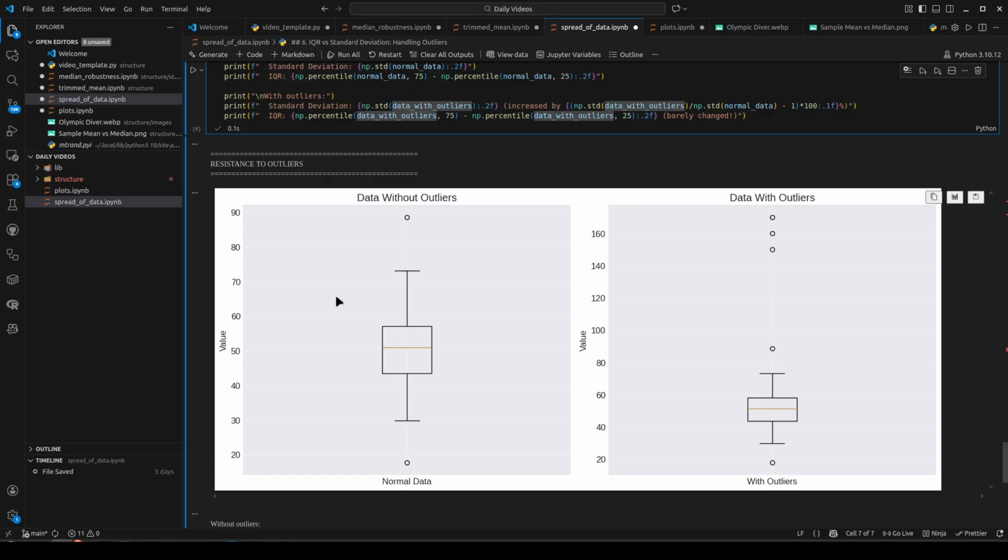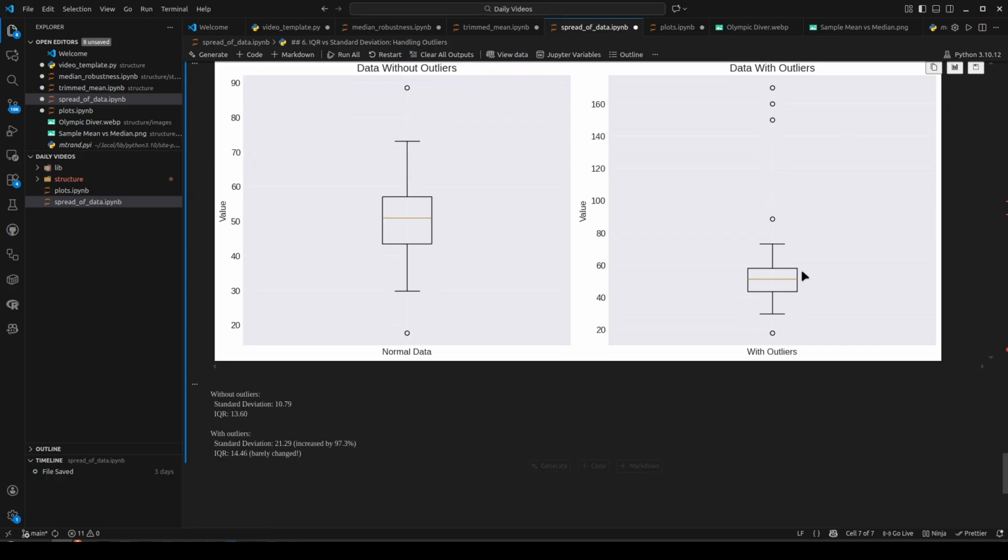And yeah, without outliers, you can see that the IQR is pretty good. Well, actually, the IQR here is about the same for both because it uses the median, which is robust to those outliers. But you can see here that if we were to use the standard deviation, it would be quite moved by these guys. As you can see here, with the outliers, the standard deviation is 21.29. It's an increase by a lot, whereas the IQR is robust to those.